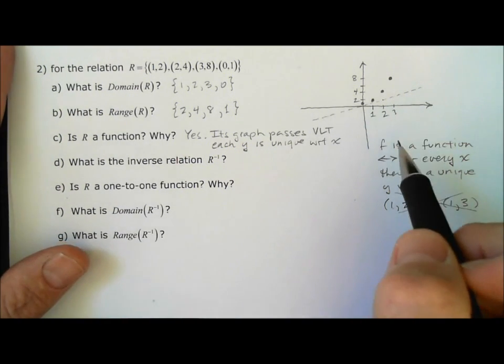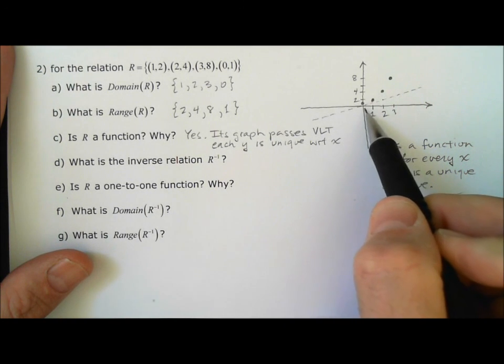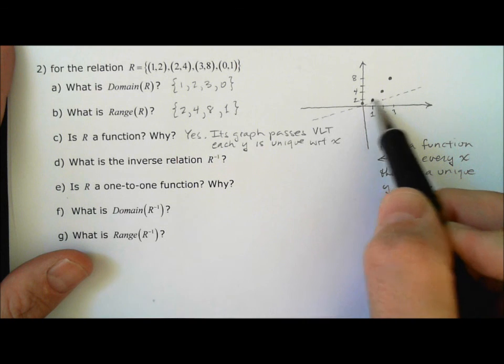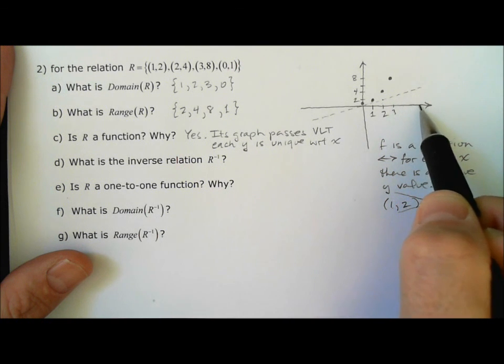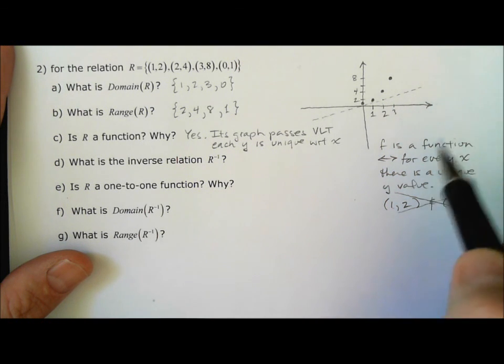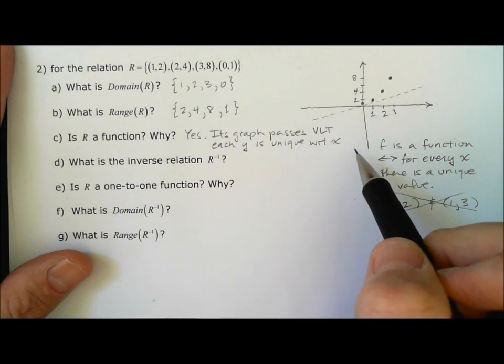So the picture might look a little funny here in our reflection, but we could certainly take 0, 1 and go to 1, 0, take 1, 2 and go to 2, 1, take 3, 8 and go to 8, 3, and we would get a picture that would look like these 4 dots reflected.